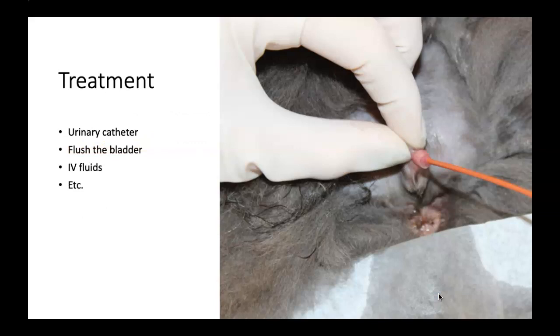The treatment is a urinary catheter. We flush the bladder using a urinary catheter, put them on IV fluids, give them pain meds, etc. So what you're seeing here is a cat anus, and its tail's underneath this towel. This is where the testicles would be if the cat was intact. And then this is a red rubber catheter that's being placed inside the urethra.